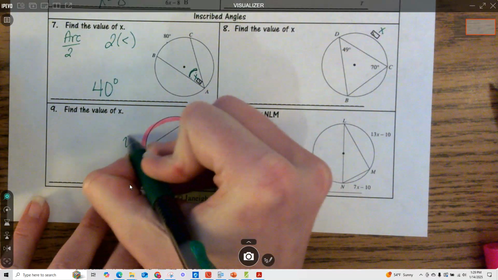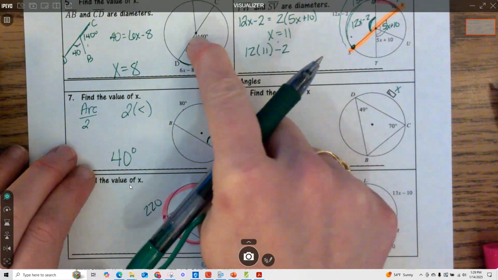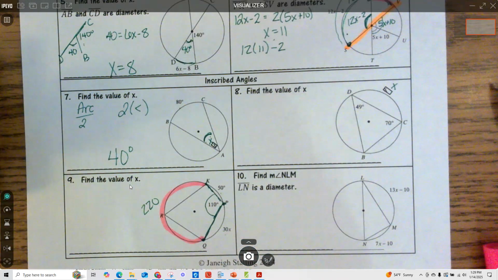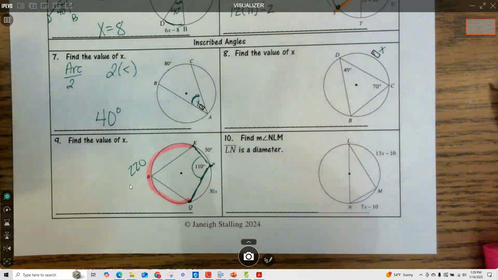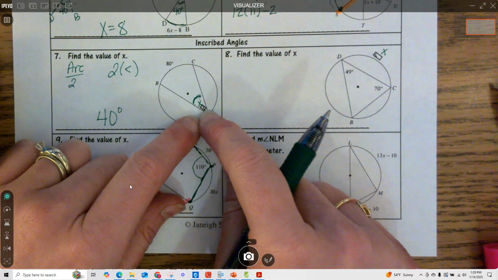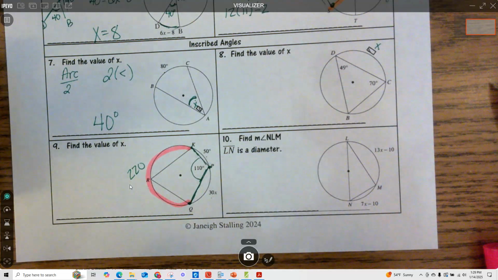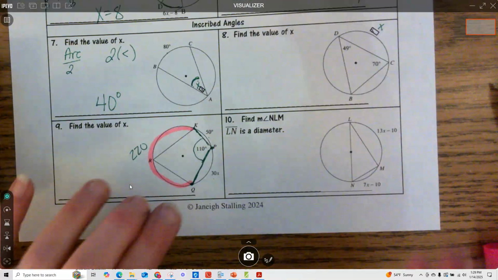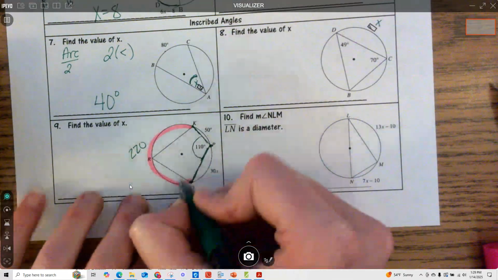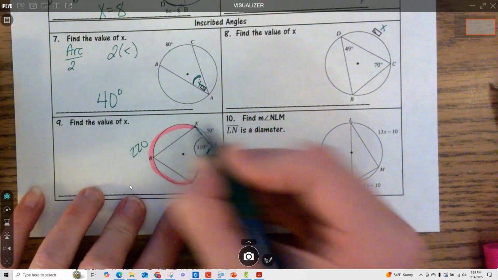220. Yeah, double it. Okay. So again, to tell the difference, central angles go through the center. The vertex is at the center. Inscribed, this relationship we're talking about now, that vertex is not. See how it's not on the center? Okay. All right. So now I know this part of the circle is 220.